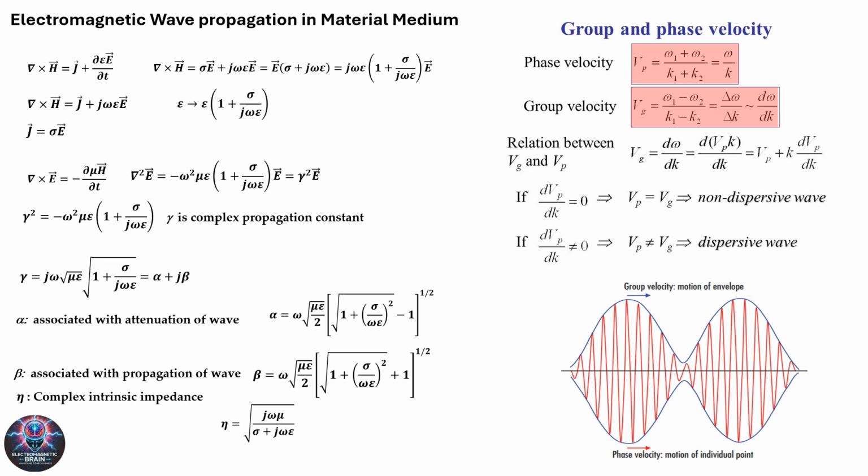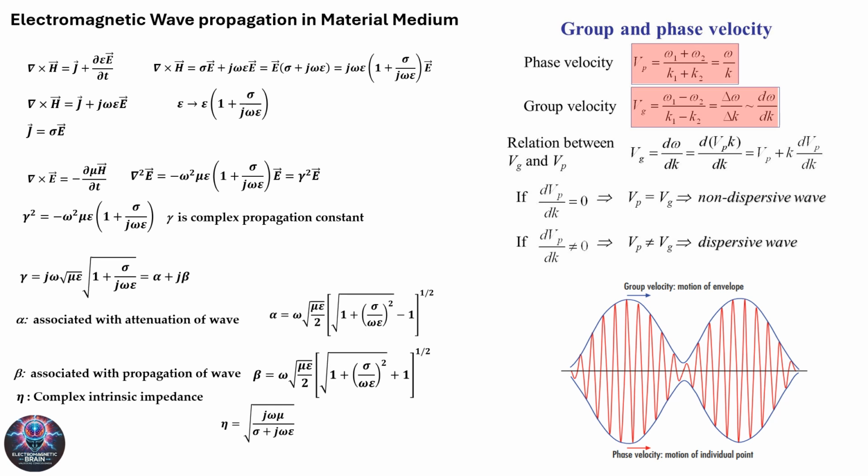Furthermore, the slide highlights the concepts of phase velocity and group velocity, which are fundamental to understanding wave propagation in various mediums. Phase velocity is defined as the speed at which the phase of the wave propagates, calculated as the ratio of the wave's angular frequency to its wave number. This velocity determines how quickly the crests of the wave move through space.